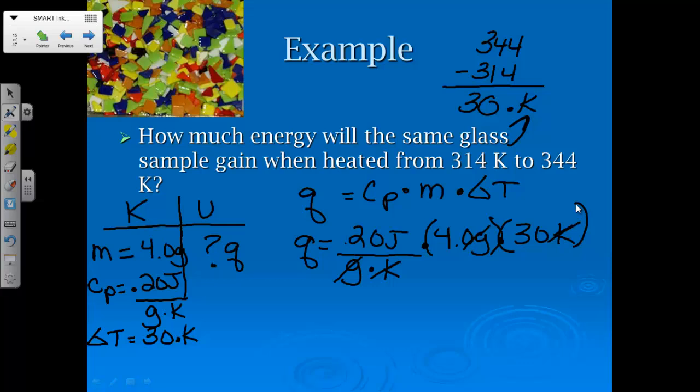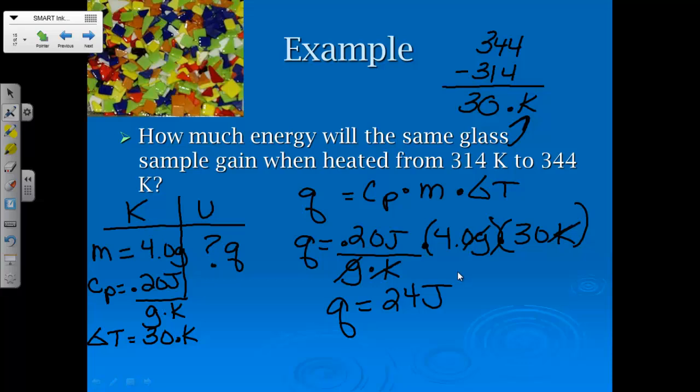Okay, now this is simply plug and chug. I've got to take 0.20, multiply it by 4.0, and then take that and multiply it by 30. Okay, two significant figures again in all my data, so two significant figures in my answer. So Q is going to be equal to 24 joules.